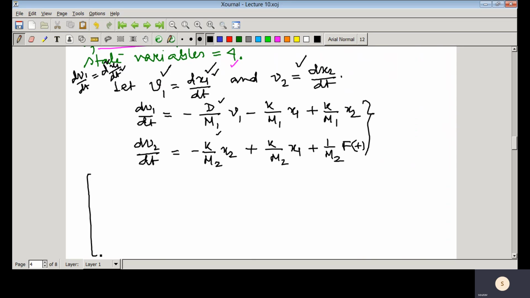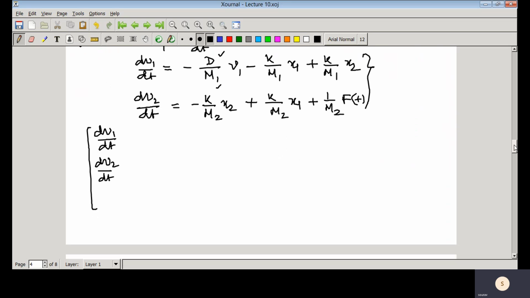So if we write it in matrix form, we have dv1 by dt. Again, I want to emphasize that you can follow any order. So here I am just writing dv1 by dt, then dv2 by dt. So these all are actually first order differential equations. So in state space, on the left hand side, you have only the first order differential equation terms, dx2 by dt. So you have four state variables, and these are the first order derivatives of those state variables. So now I am writing it in state space form.